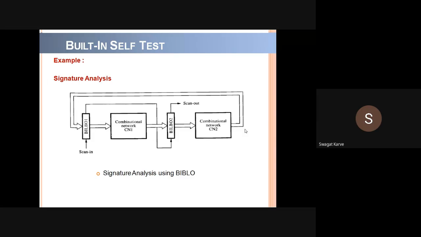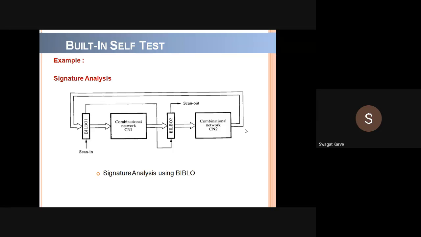Okay, so what do you mean by this signature analysis? So in case of built-in self-test, right? We have to compress some data, or compress some test results, and for that purpose this signature analysis circuit can be used, right?